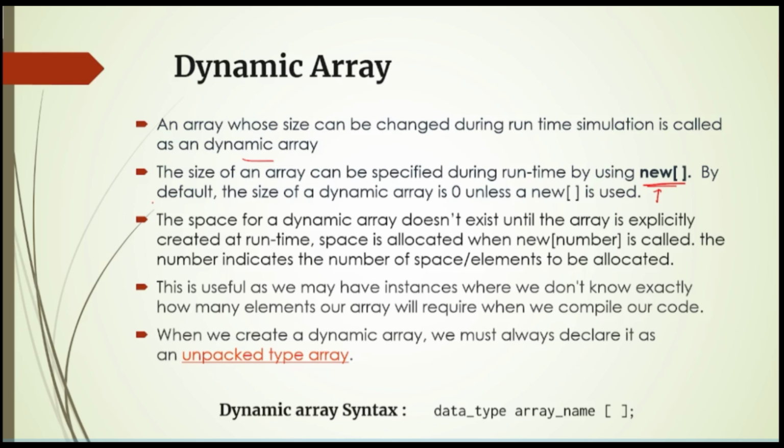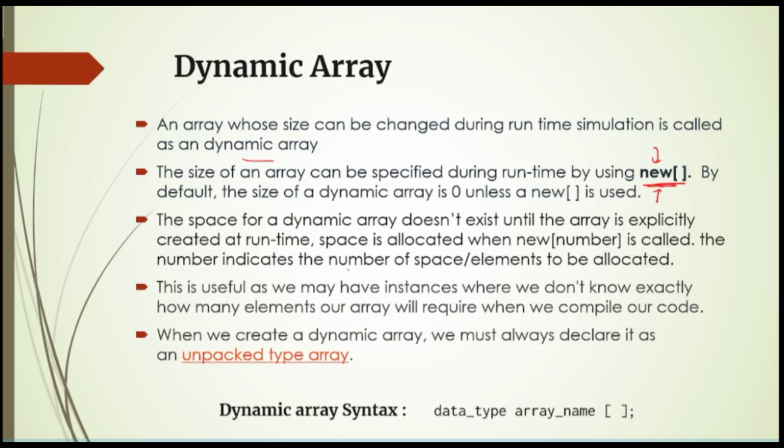By default the size of a dynamic array is 0 unless new is called. That means when you are declaring the array, the array is created but the memory locations won't be created. When will the memory locations be created? When you are calling the new method. Until and unless you call this new method in this dynamic array, your memory won't be allocated. Even though you have declared the array, the size of the array is 0, because you are not calling the new method. Until you call the new method, there won't be any allocation of memory.